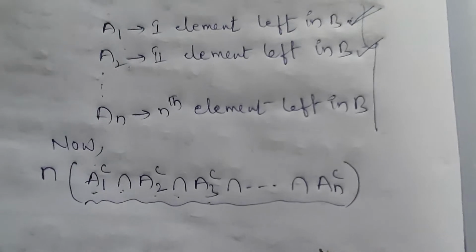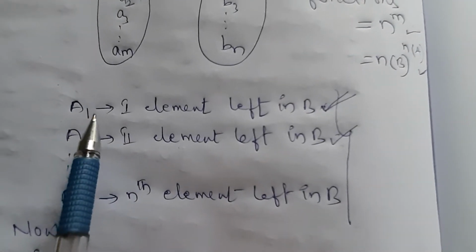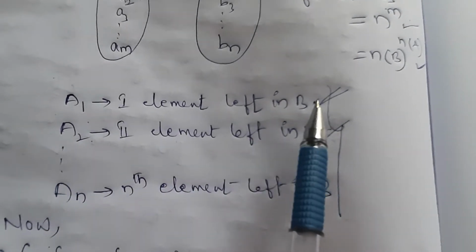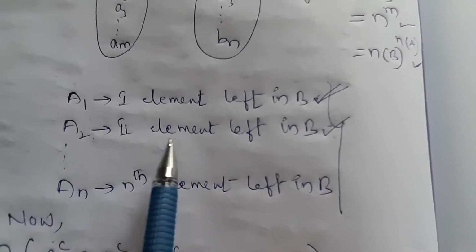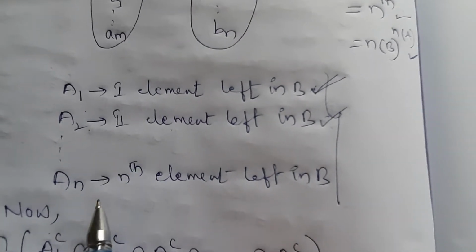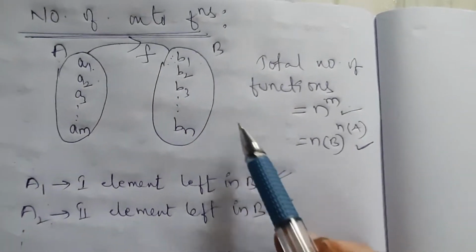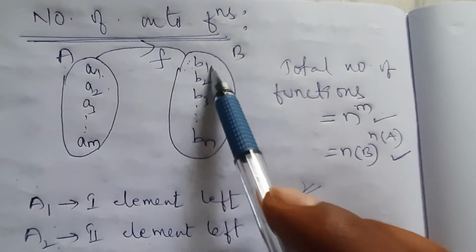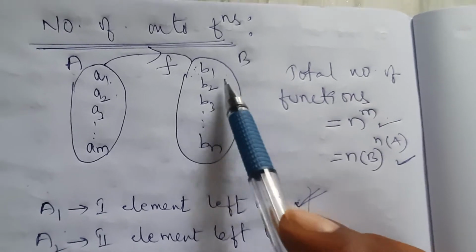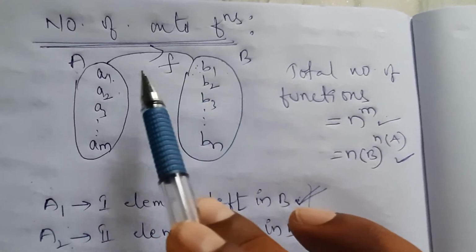I hope that this point is clear. Once again, A1 means first element left in B. A2 means second element left in B. And so on, An means nth element left in B. For example, according to the onto function concept, no element should be left. If you leave one element, that is not an onto function.